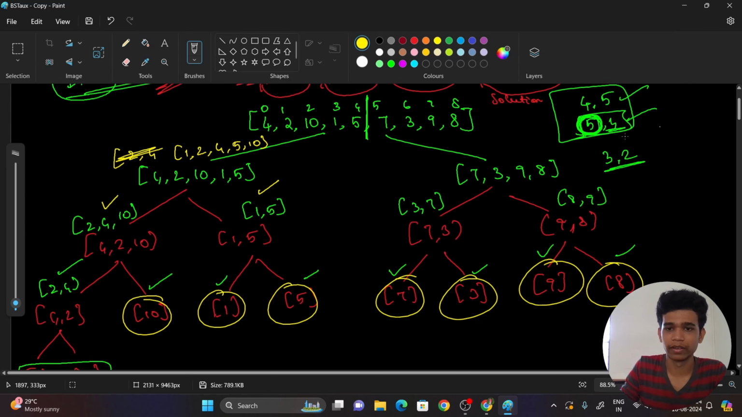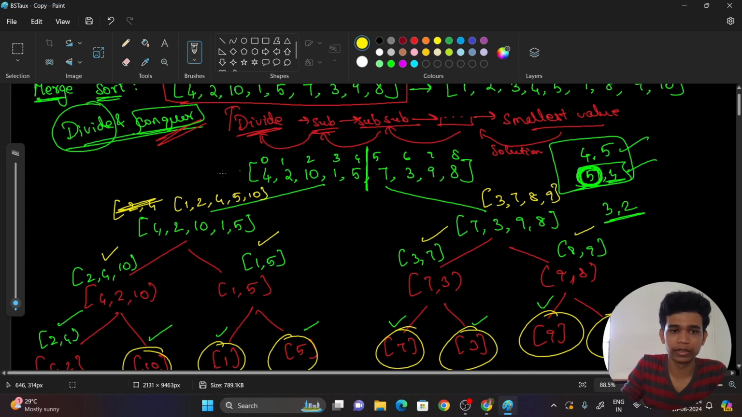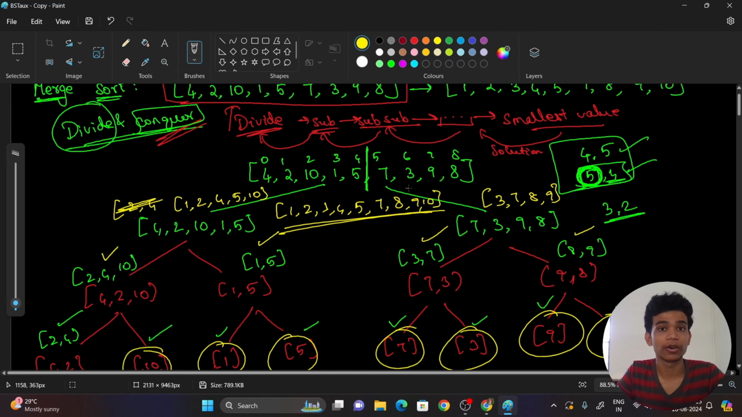Yes. Now again, here also merge these 2, so it will be 3, then 7, then 8, then 9. Again, merge these 2 things. When we merge these 2, it will be 1, 2, 3, 4, 5, then 6, there is none, so 7, 8, then 9, then 10. So this is the final sorted order.